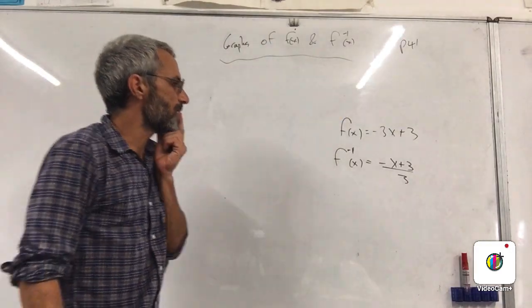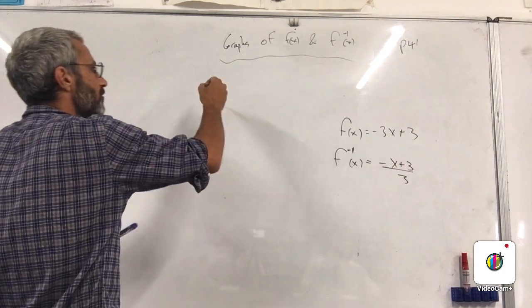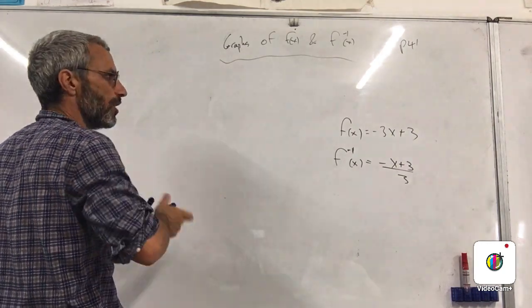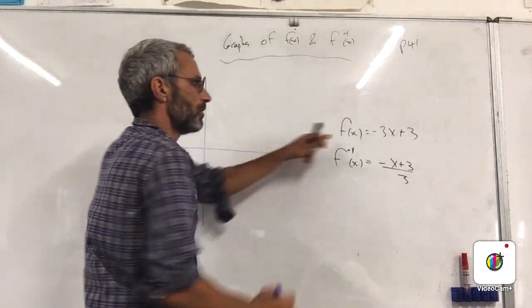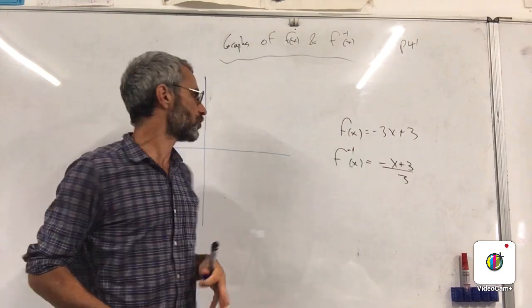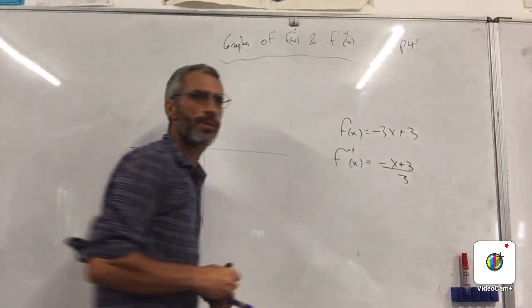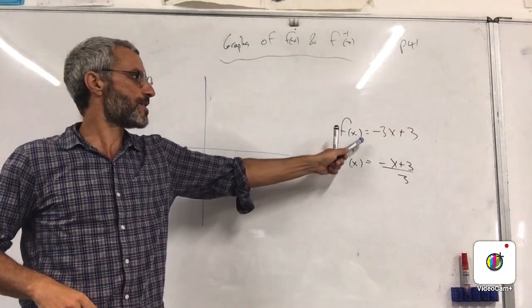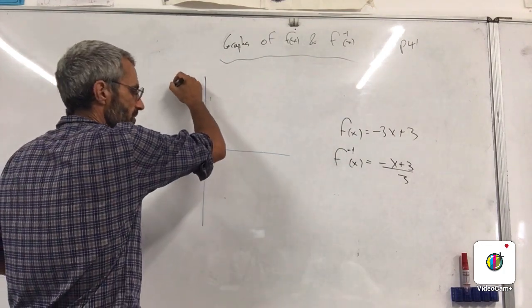What I'm interested in today is plotting these graphs. What kind of graph are these? What do they look like? It looks like a straight line. So first thing, it's a linear function. Is it going up or down? It's going down. The gradient is minus 3. It's going down, so it's going to be something like that.